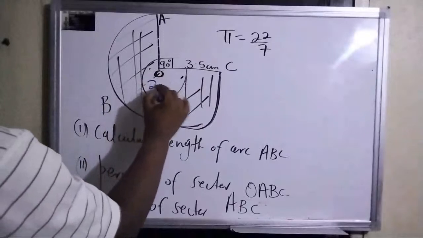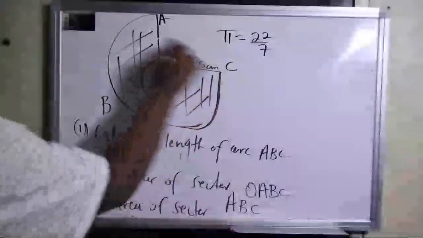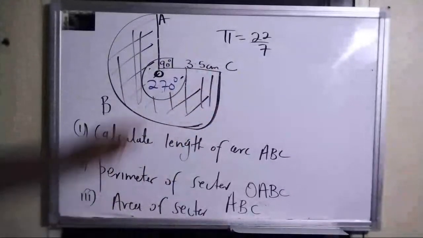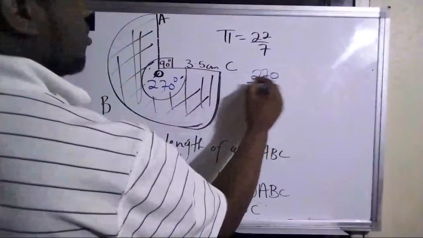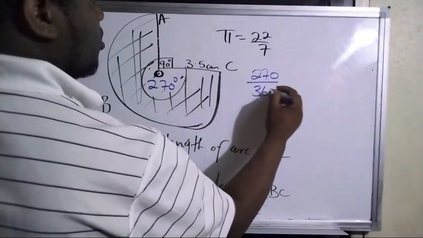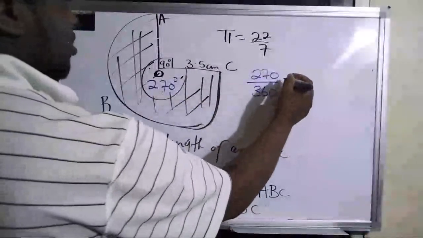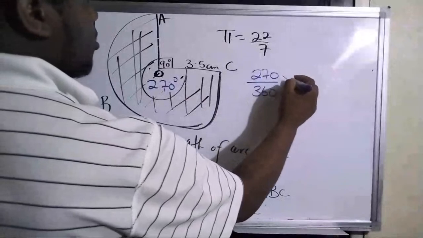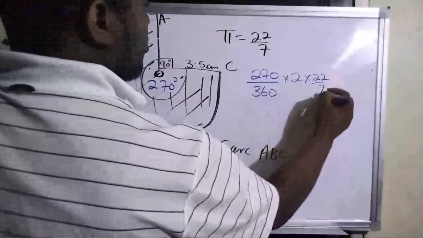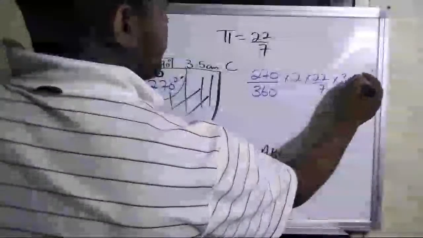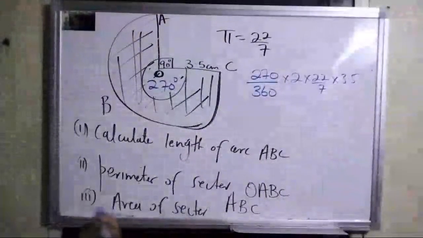270. Since all of it is 360, this portion is 270. So it would be 270 over 360, or 3/4 of it. That's another way to look at it, times 2 pi r, and the radius of 3.5. So all we have to do is just simplify this.